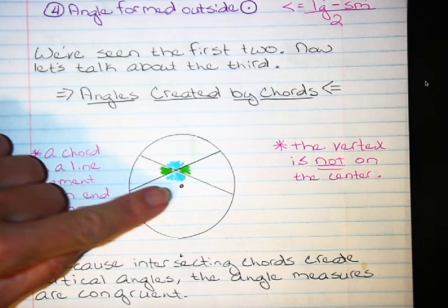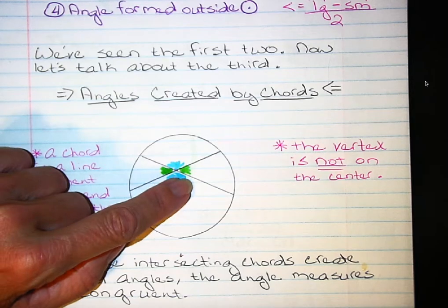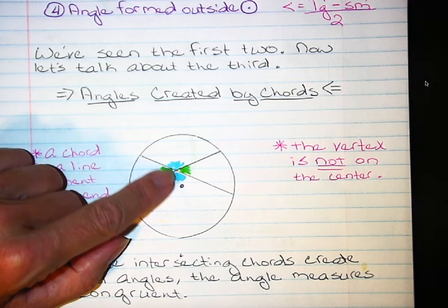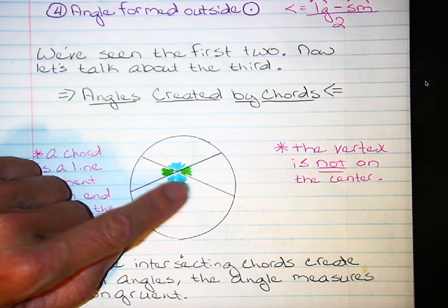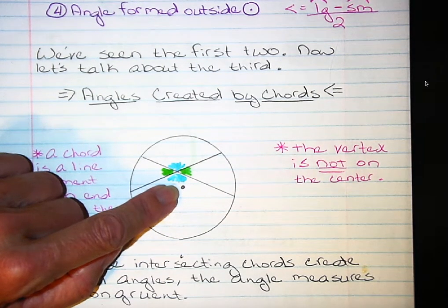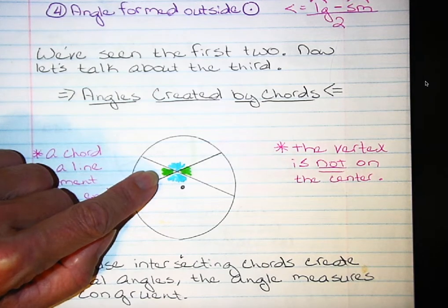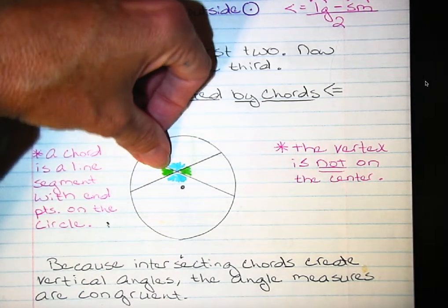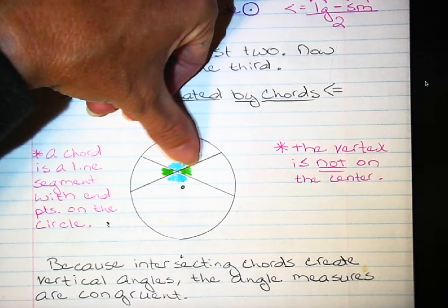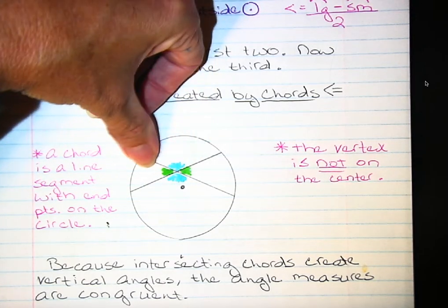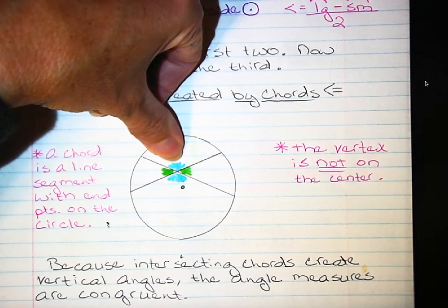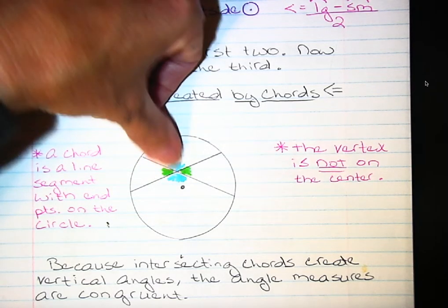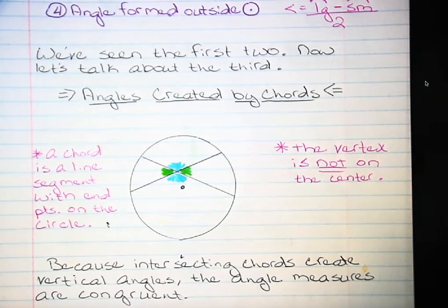Now notice that the vertex is not on the center of the circle. It's kind of floating out here in another part of the circle. It could be anywhere, but it's definitely not in the center. So these are not central angles. But what they do create is vertical angles. You can see that the two green ones are congruent to each other. Those are vertical angles. And the blue ones are also vertical angles. Okay, so that's kind of important to know.